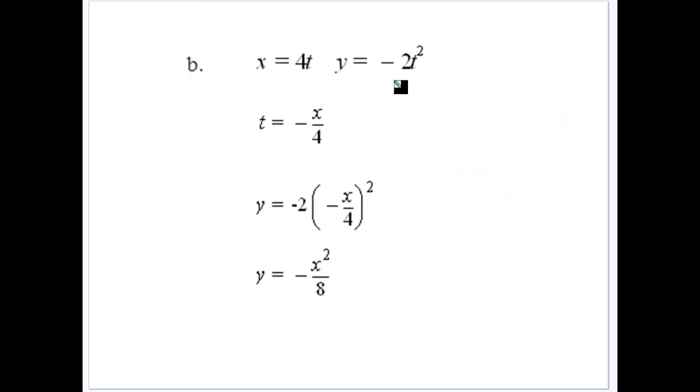There's 4t minus 2t squared. So again, put t in terms of x, sub it in for t, and you get a concave down parabola. So the minus there tells you about the values.